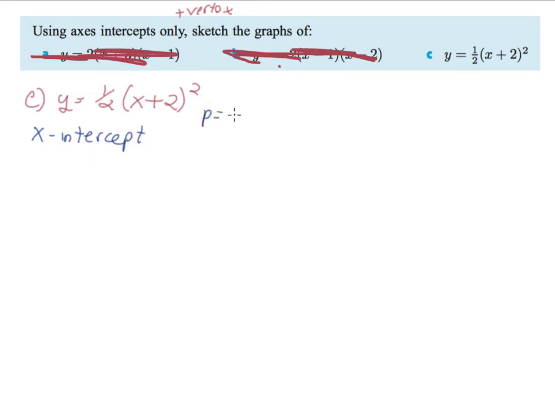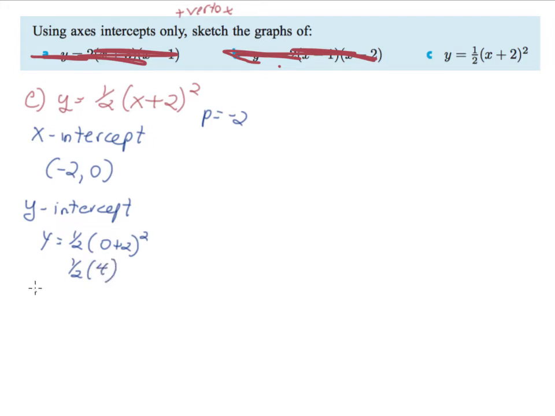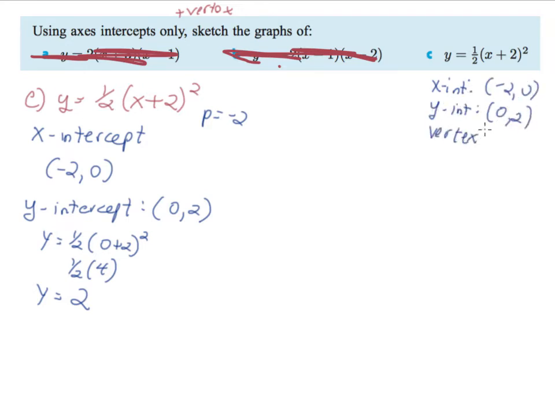Our last example, we're going to find our x-intercepts the same way. So my p here is going to be negative 2. I noticed that I do not have a y or anything like this, so I know this is an example where my vertex is my x-intercept. For my y-intercept, I replace x with 0, and I get a y-intercept of 2. So my x-intercept was (-2, 0), my y-intercept was (0, 2), and I know my vertex is the same as my x-intercept in this form. So I don't have to do any work on that one.